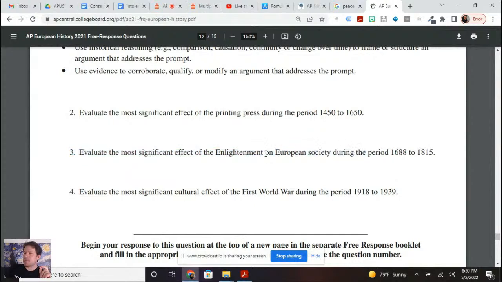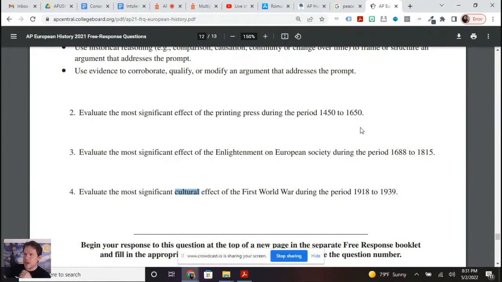Then evaluate the most significant effect of the Enlightenment on European society. Now here, it has to be on European society, during the period 1688 to 1815. That could get a little messy, because of course I would go somewhere with the French Revolution, like the end of the old regime and that sort of thing. But since it says on European society, it's limiting it a bit. Then evaluate the most significant cultural effect of the First World War. Not the most significant effect of the First World War, but the most significant cultural effect during the period 1918 to 1939.